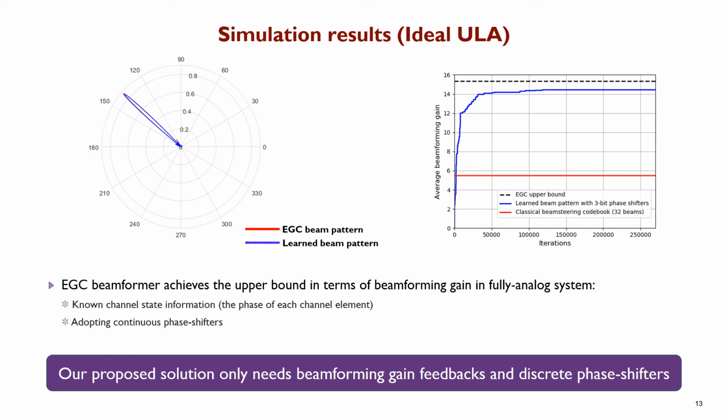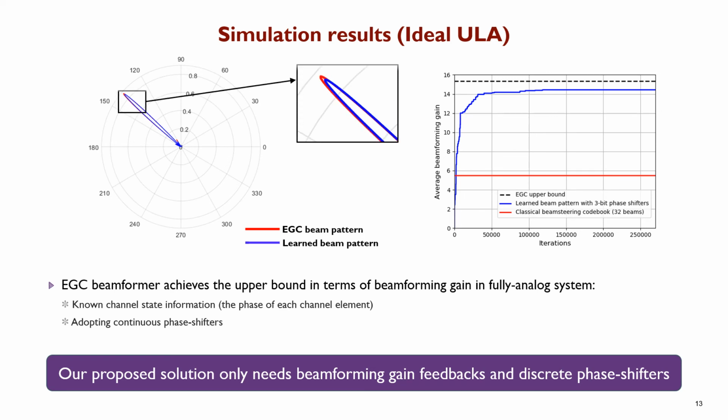Finally, let's look at the simulation results. We first evaluate the beam pattern learning solution on a system with ideal ULA as shown in the last figure. The learned beam can approximate the equal combining beamformer very well, or from another perspective, the proposed learning algorithm is capable of finding the location of the user in the line of sight scenario and forming a pointed beam to serve this user. In the right figure, we plot the average beamforming gain over the number of iterations.